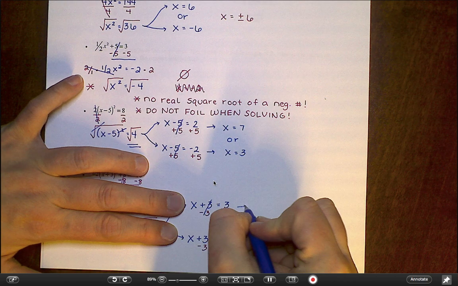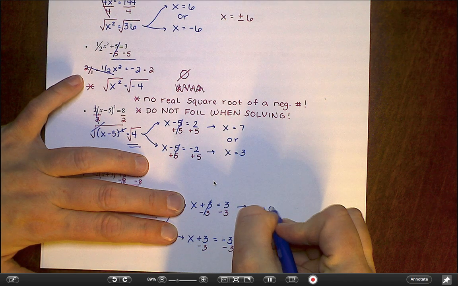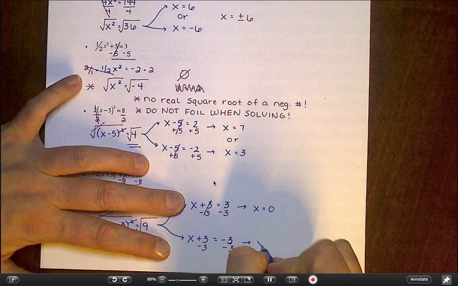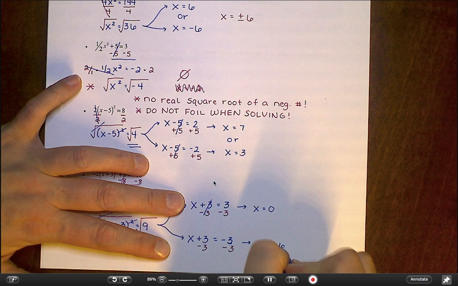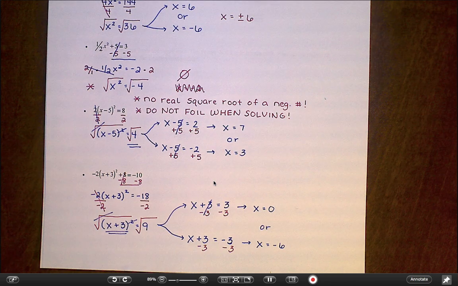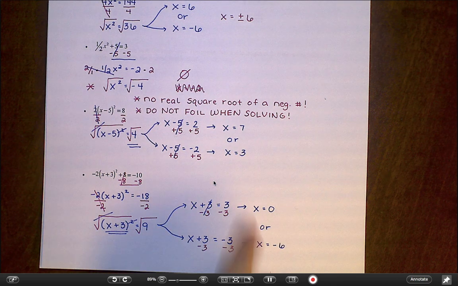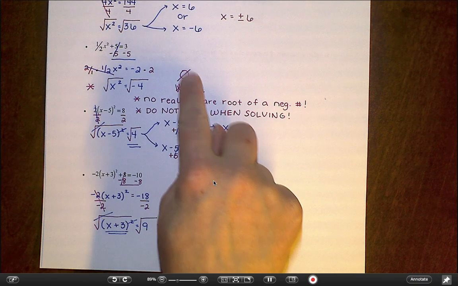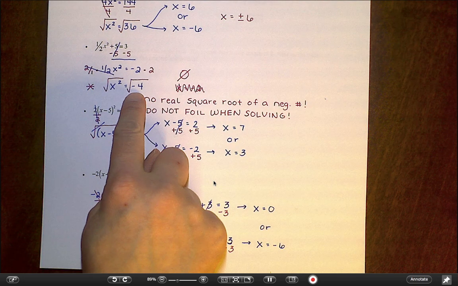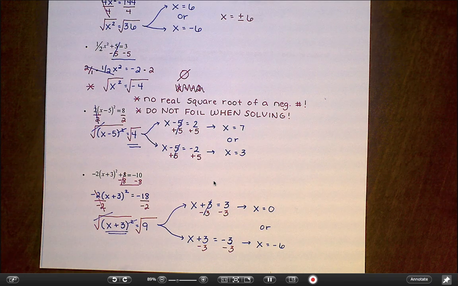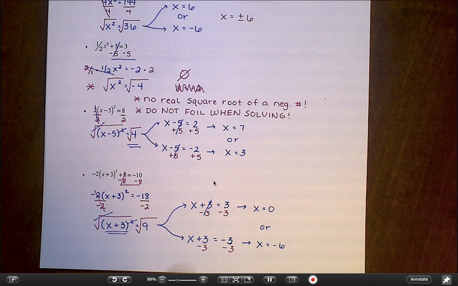This one ends up at x equals 0. This one ends up at x equals negative 6. So there are my two answers. So every single one of these problems is going to have two answers unless it's a no solution. And remember, the no solution comes up when you take a square root of a negative number. Okay. That's the bulk of this lesson.